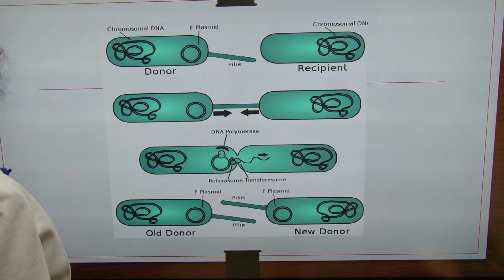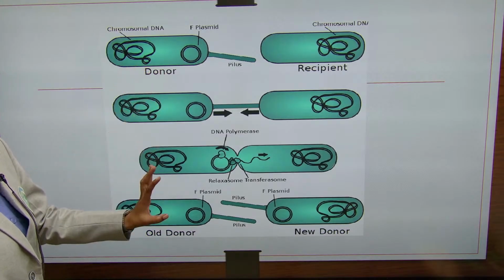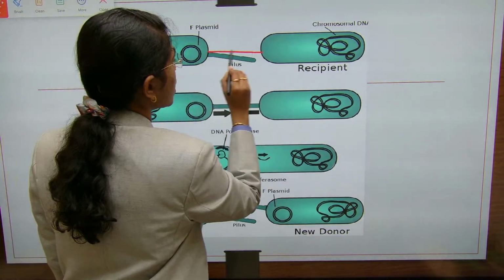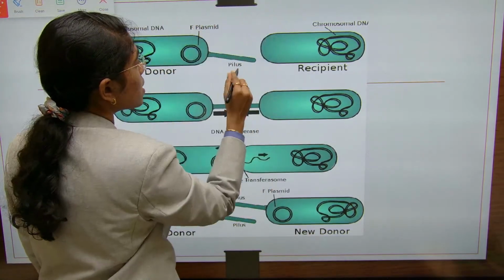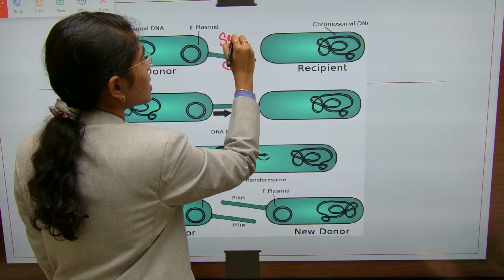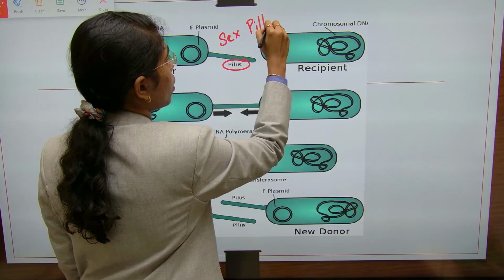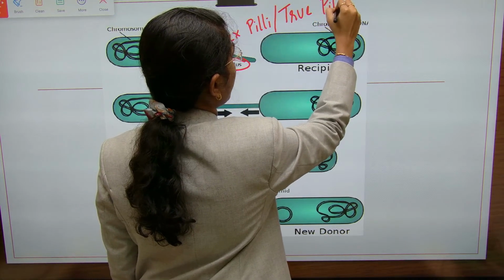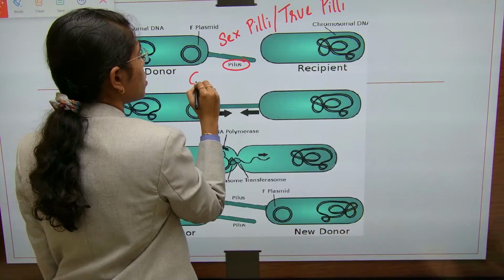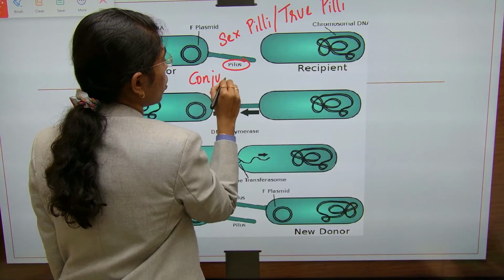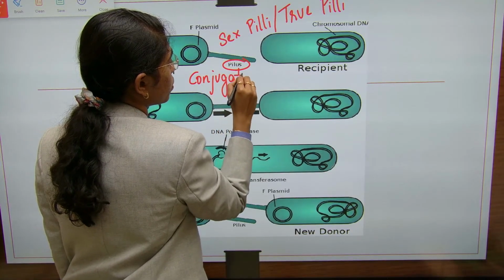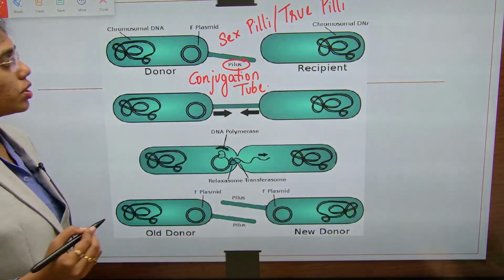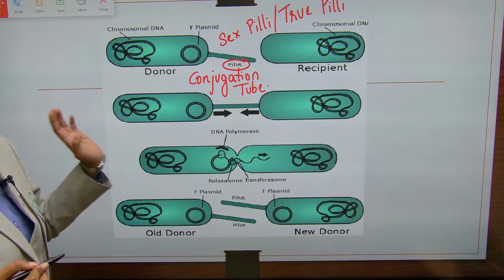A donor cell that is F plus strain will release out a conjugation tube. This conjugation tube is addressed as pilus, sex pili, or true pili. It is also addressed as conjugation tube. Conjugation tube or sex pilus or true pili.